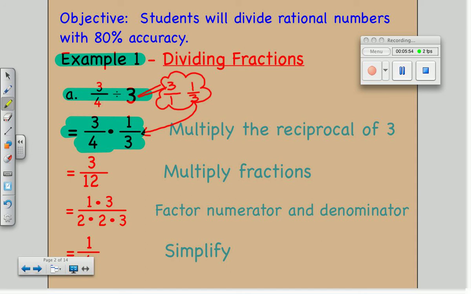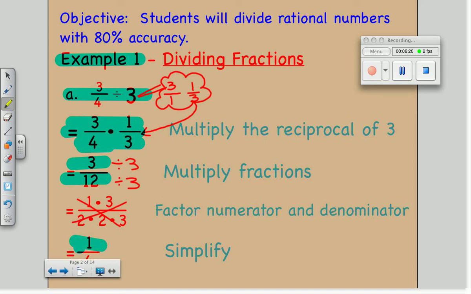Now we multiply the fractions. 3 times 1 is 3. And 4 times 3 is 12. And 3 over 12. They did this by factoring, but you don't have to do it this way. So if you're used to just dividing both by 3, you can do it that way. That's fine. Okay? So 3 divided by 3 is 1, and 12 divided by 3 is 4, so the answer is 1/4.